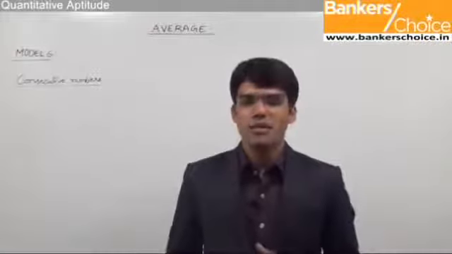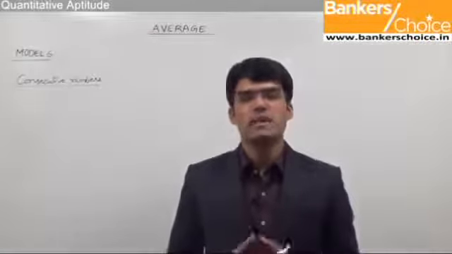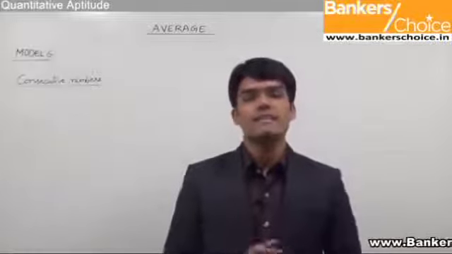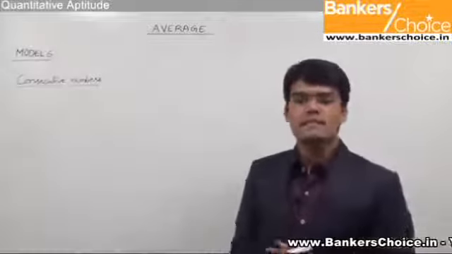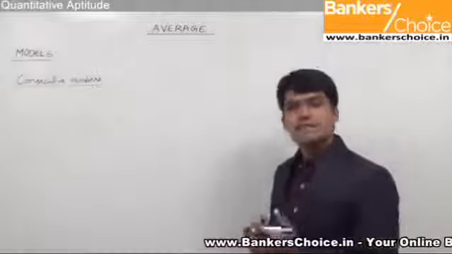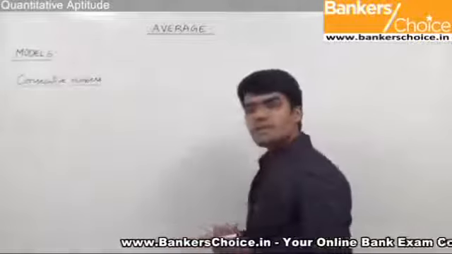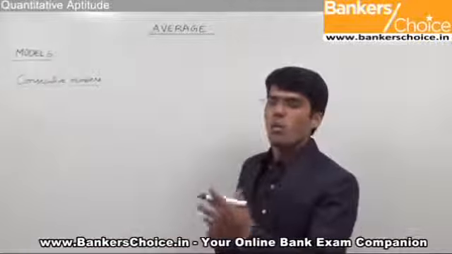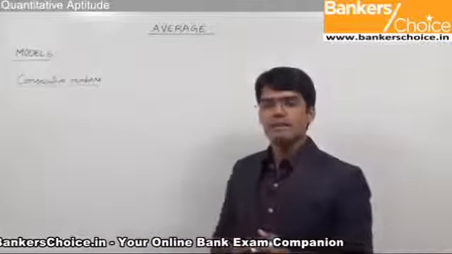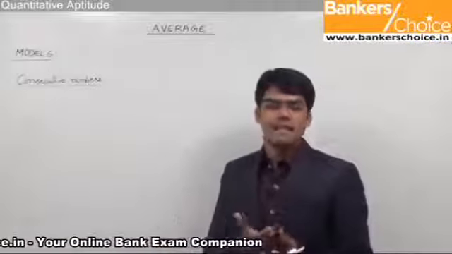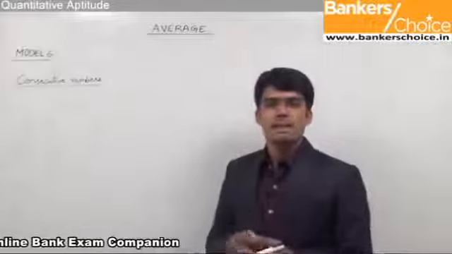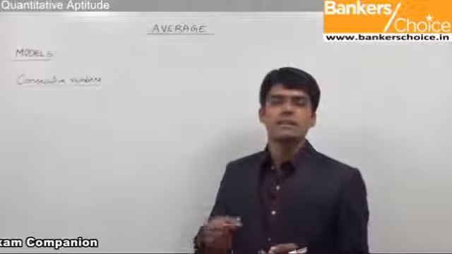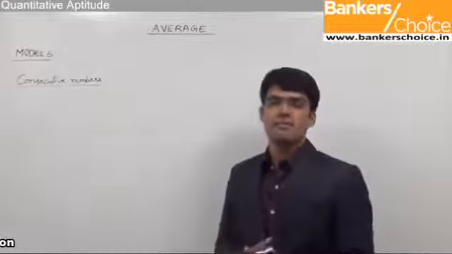Let us now take the sixth model from average, which is based on finding out the average of consecutive numbers. Let us first understand what we mean by consecutive numbers. Consecutive numbers are nothing but the numbers which come one after the other. For example, 16, 17, 18 are consecutive numbers. Or for that matter, 29, 30, 31, 32 and so on. These are all consecutive numbers.